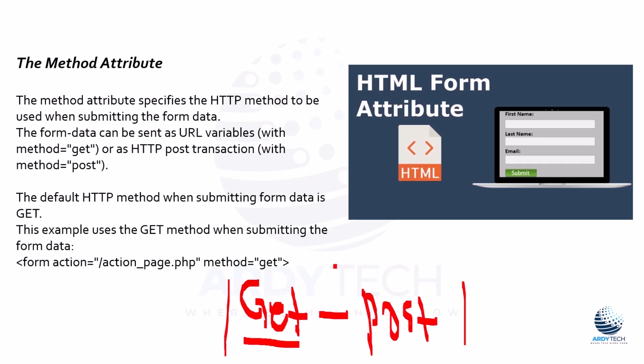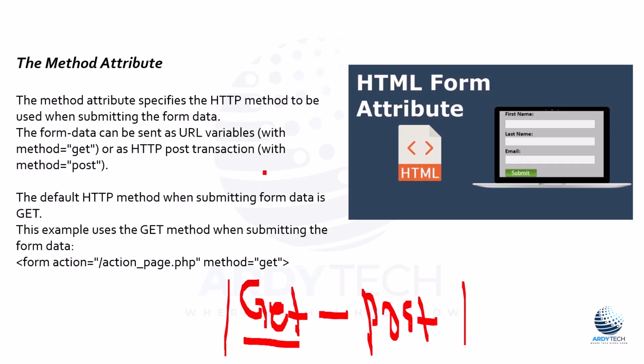The get method sends form data through the URL, and this is visible. For example, if you create a registration form, when the user enters their username, password, and all their information, when they click on send, that information will be visible on the URL bar. That is how the get method works. The post method sends data too, but that information is hidden. So that is why the post method is more secure.